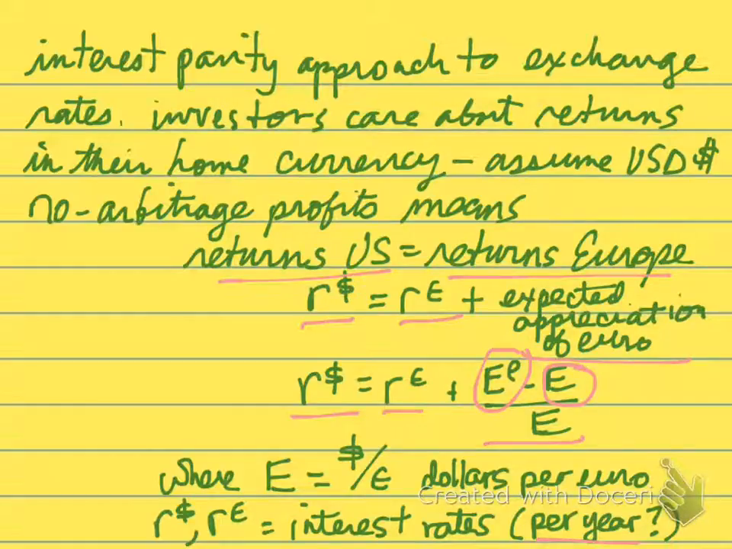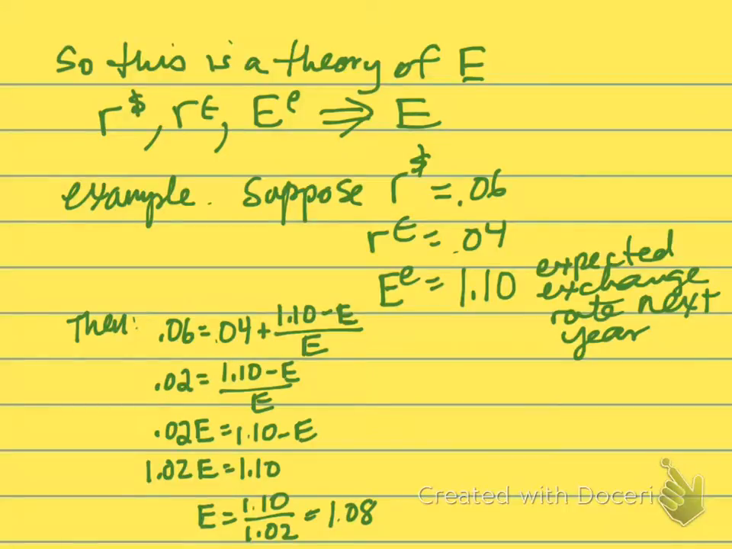So the difference between E^e and E is how much the exchange rate is expected to change. When we divide by E, we have the rate of change over the time period. And we're expressing the exchange rate in terms of dollars per euro. So when E goes up, we have more dollars per euro. That's then a depreciation of the dollar and an appreciation of the euro. Let's do a little numerical example here to clarify ideas.